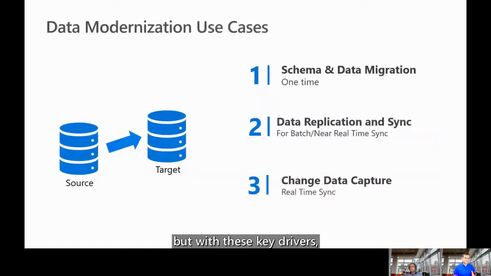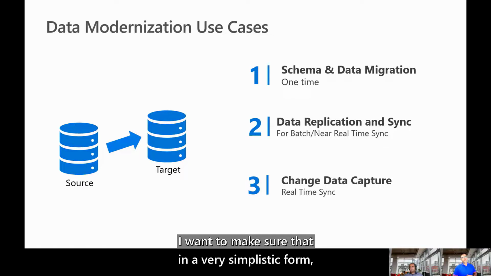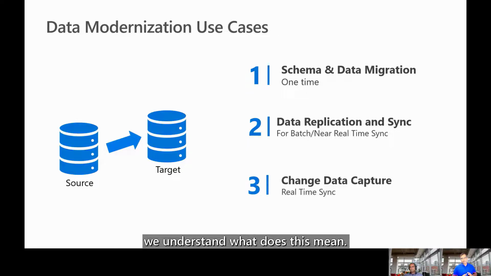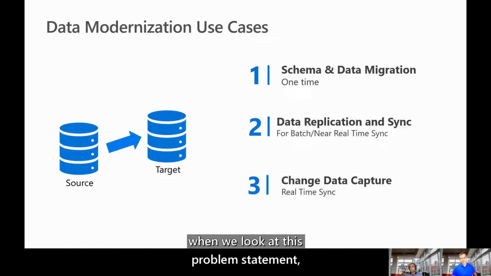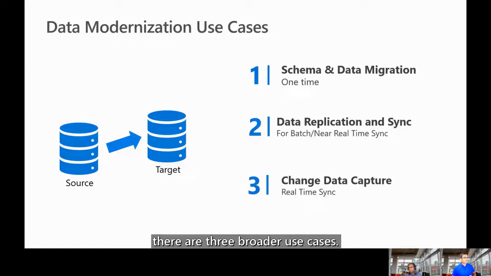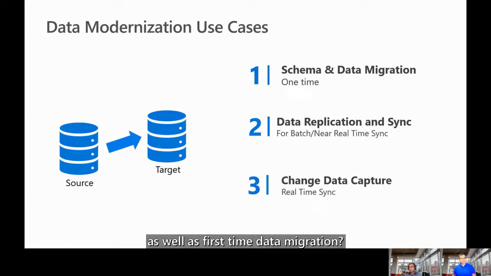But with these key drivers, let me go to data modernization use cases. I want to make sure that, in a very simplistic form, we understand what this means. When technically or functionally, a product company like Microsoft looks at this problem statement, there are three broader use cases. One is how do we successfully and efficiently migrate a schema as well as first-time data migration.